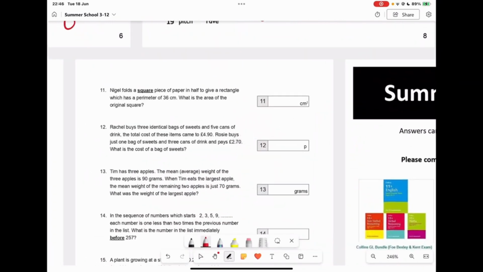Nigel folds a square piece of paper in half to give a rectangle which has a perimeter of 36 centimetres. So what's the area of the original square? Okay, so we know that the perimeter of 36 must consist of 2 lengths here, which are double the length. So you could almost consider this as a 2x, this is x, and 2x.